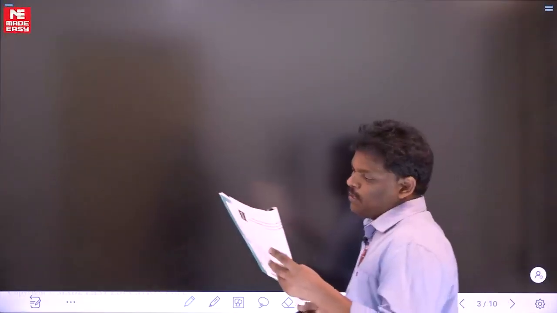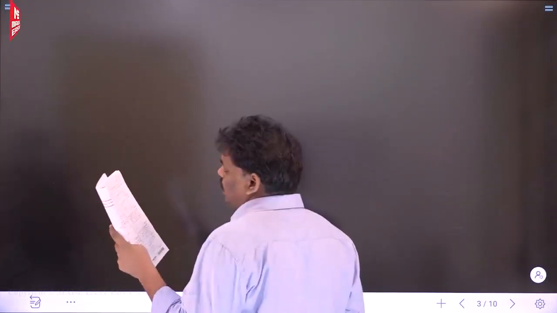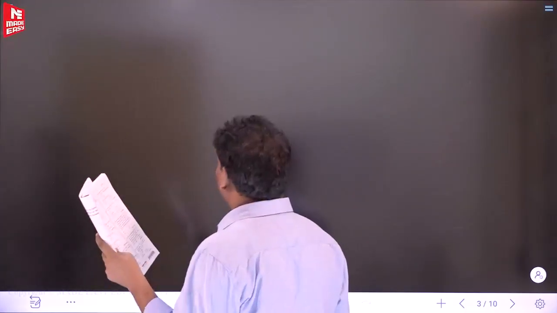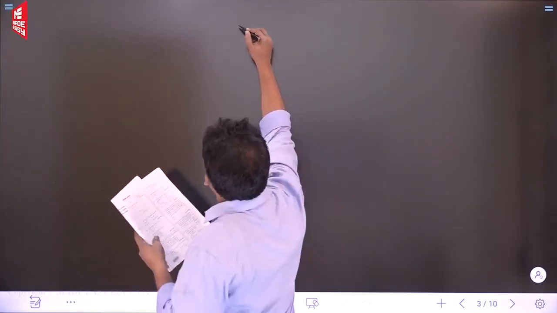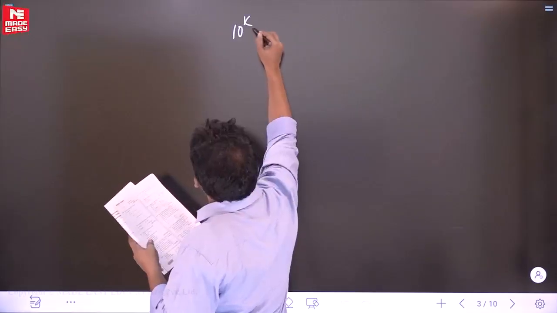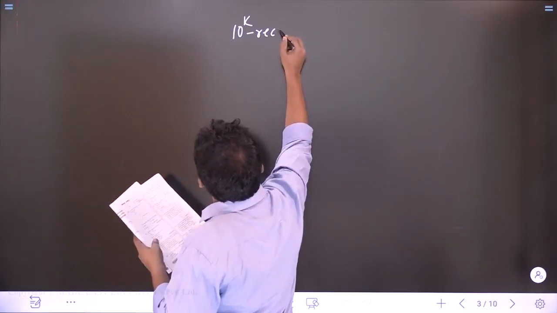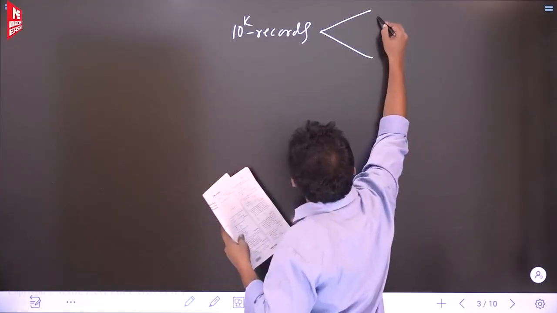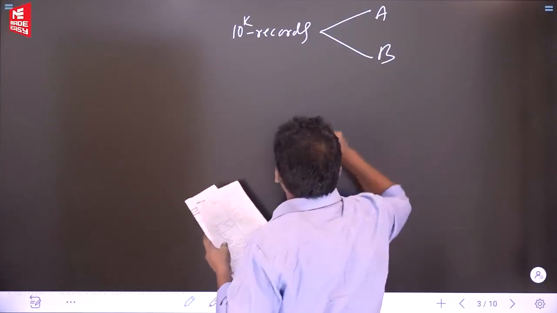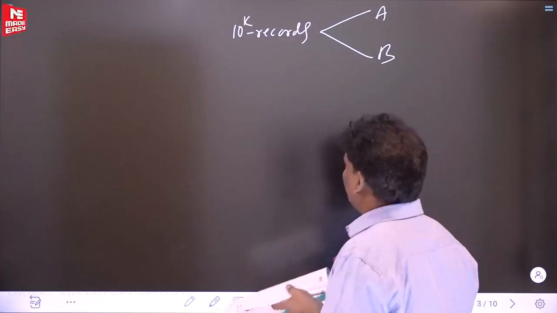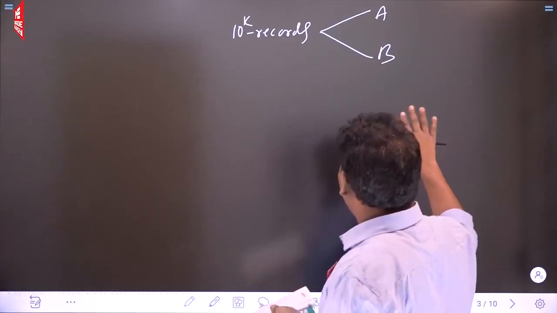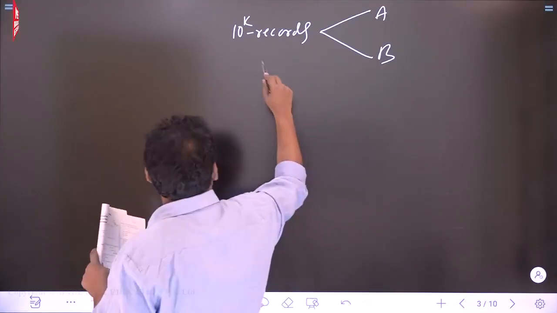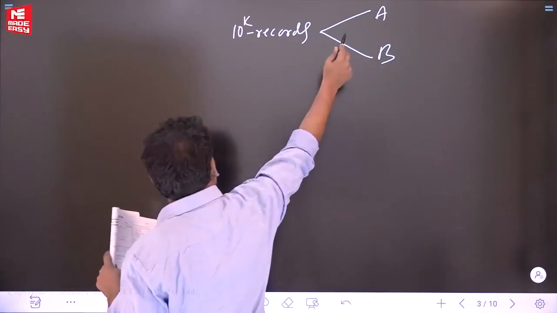Let's see problem number 12. Two alternative packages A and B are available for processing a database having 10 power k records. See this one. To process 10 power k records, he has two packages, A package and B package. Right? That is fine. Next one. First of all, 10 power k records has two packages A and B.